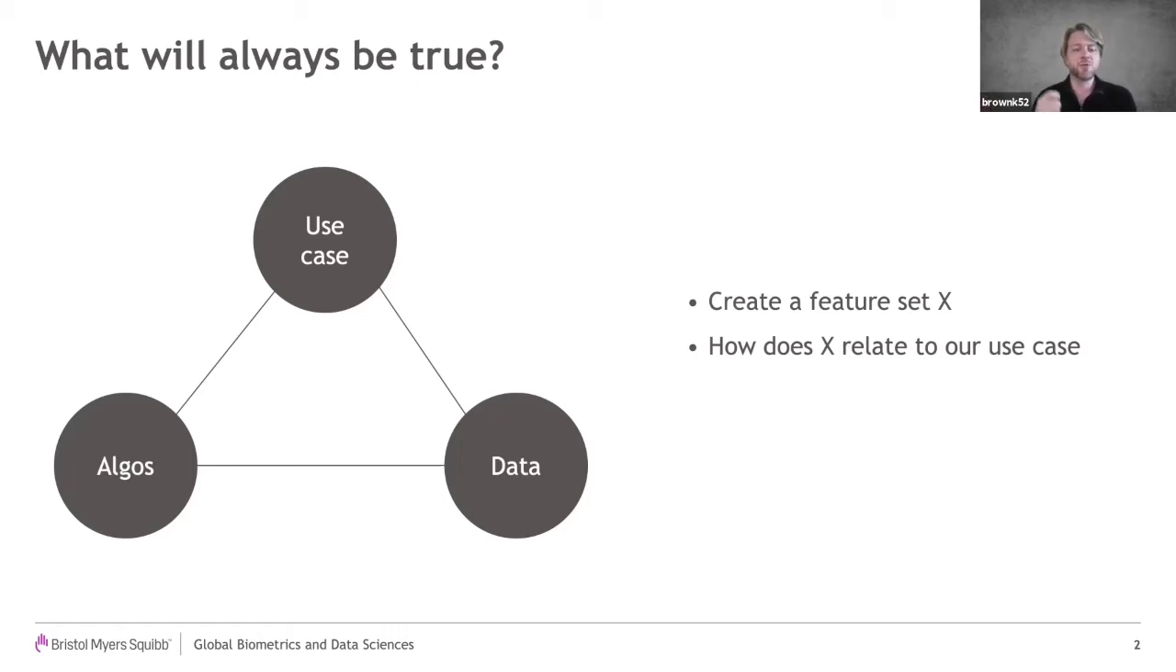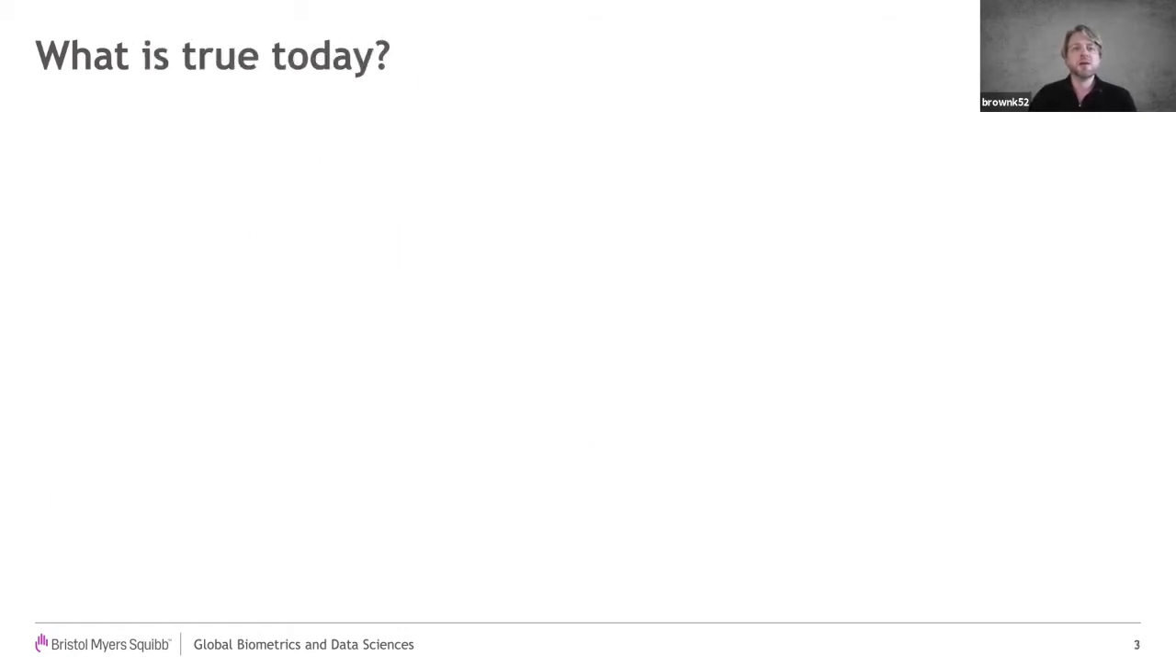At the same time, that will interface with two other things. One is the data that we have available, and the final is the algorithms we use to link that use case and data. And coming from a mathematical background, the first thing I thought was, well, this is nothing more than creating a feature set X and asking X how it relates to our use case, using algorithms as some sort of leveraging point. So knowing what will always be true in terms of a feature set and relating that to a use case through algorithms, we can take a step forward in terms of what is true today.